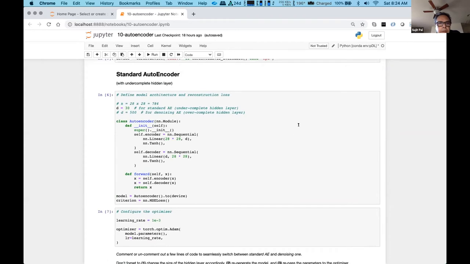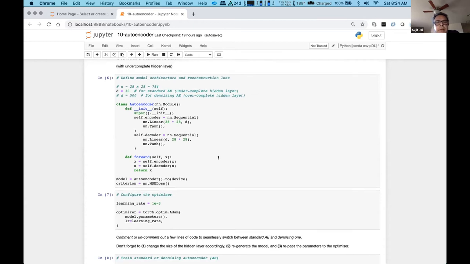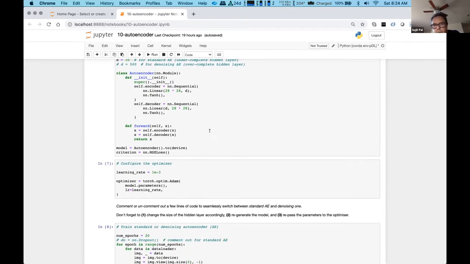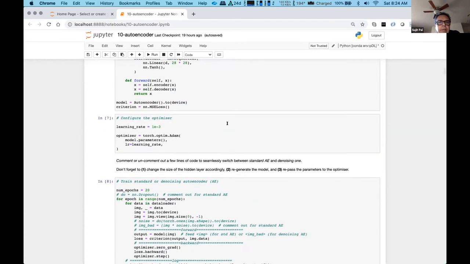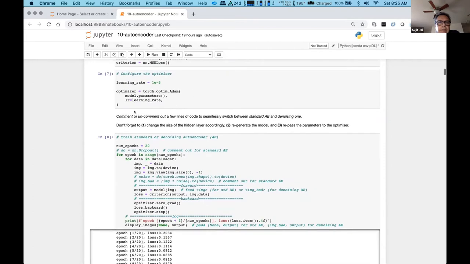So the first one is the autoencoder. Again, it's not very difficult to read here. It's just one sequential layer followed by a tanh nonlinearity. The decoder is the same. The only difference is that the input is 28 by 28 and it encodes to a size of D, where D is 30. And the decoder takes an input of size 30 and outputs to a size 28 by 28. And you basically forward X to the encoder, then the decoder. So this is really simple, right? And you choose here, the criterion is mean squared loss. And we have the Adam optimizer with the learning rate and so forth.